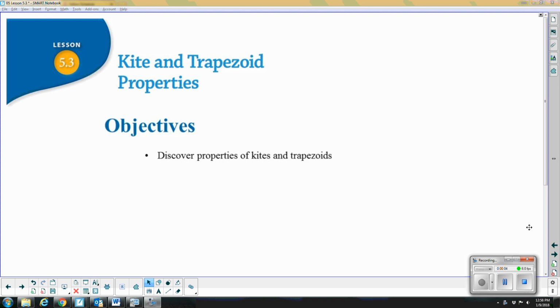It's about kites and trapezoids and some of the properties and characteristics that they have. So we've already in chapter 1 defined kites and trapezoids, so we know they're both quadrilaterals and we know some of the special features that they hold, which makes them a kite or a trapezoid. But today we're going to get a little more into their properties and why they hold true.